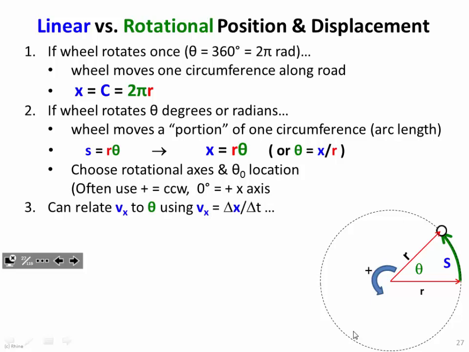So far, we've related our linear position to angular position by using x equals r theta. Or if we solve for theta, theta equals x over r.